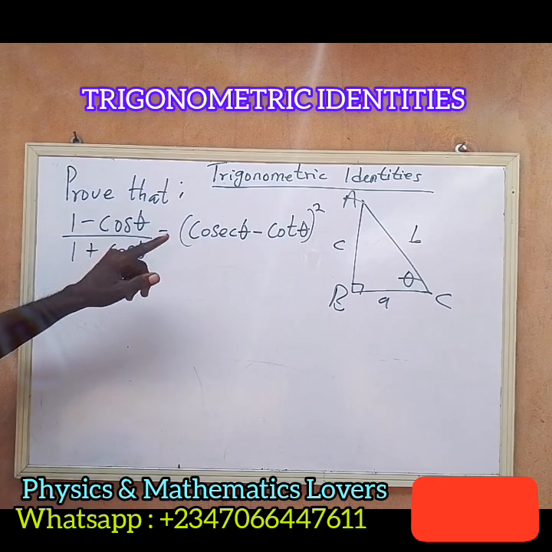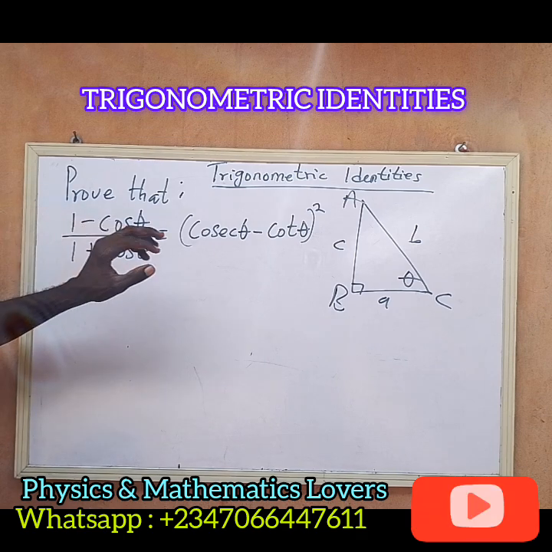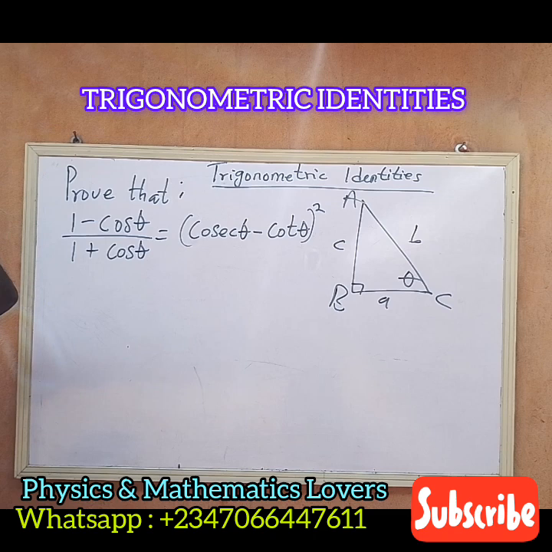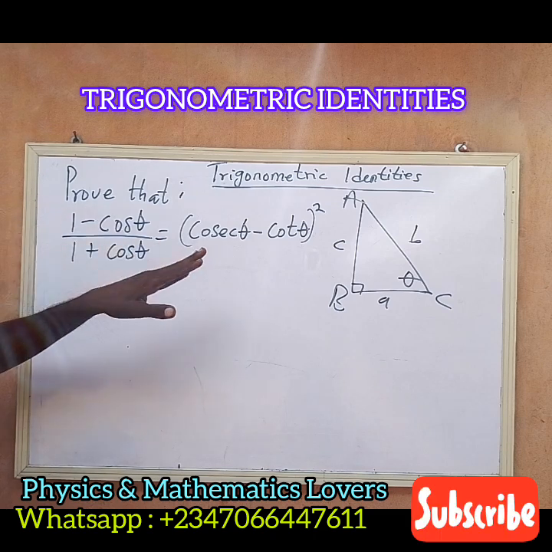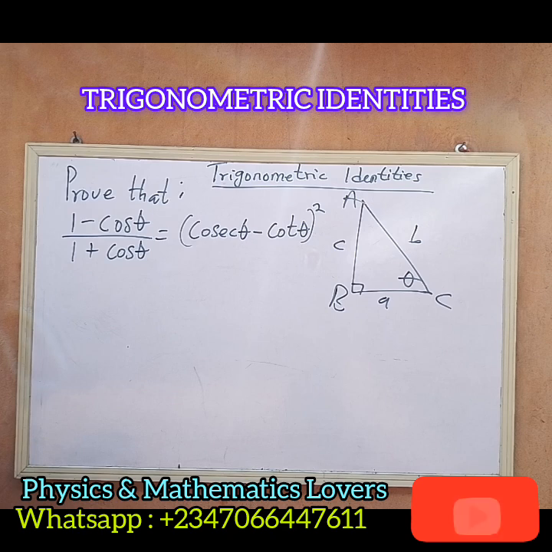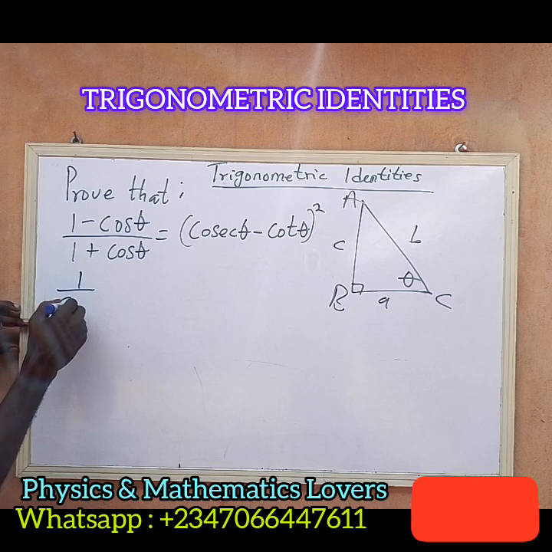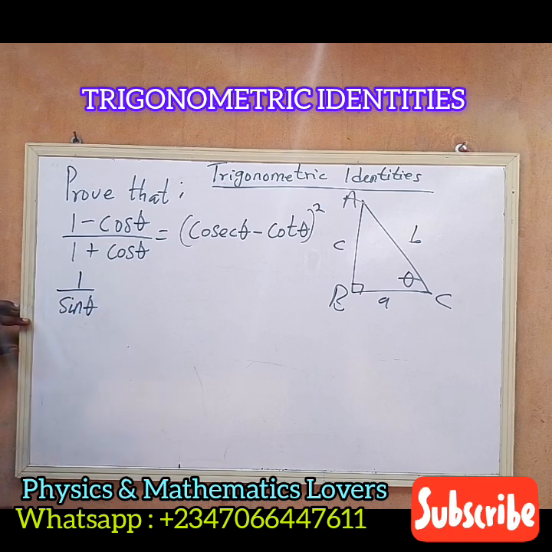But I want us to look into this question. We want to prove that what we have on the left hand side is equal to what we have on the right hand side. But before we can prove this, we need to remember some of the trigonometric identities. Recall, if I have 1 all over sine theta, that is a reciprocal of the ratio.